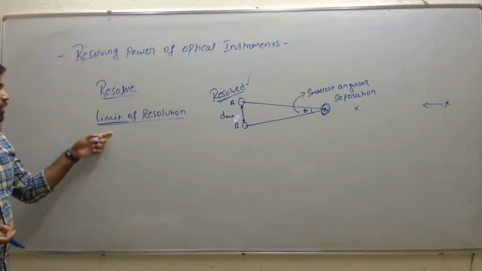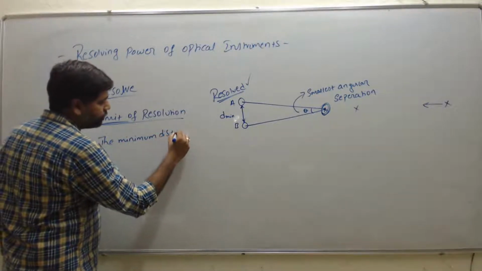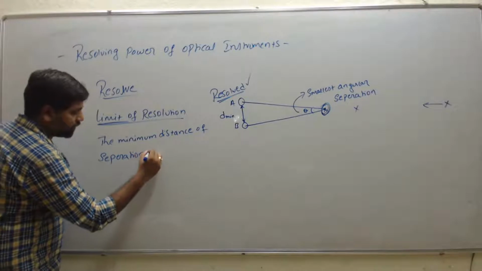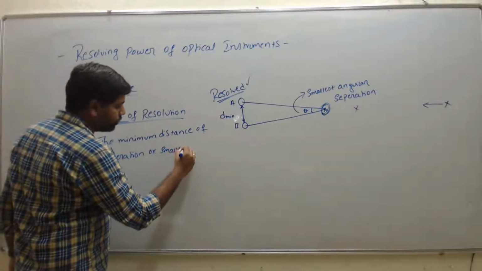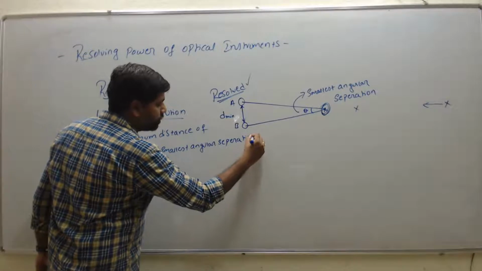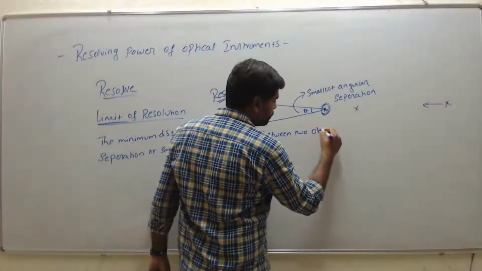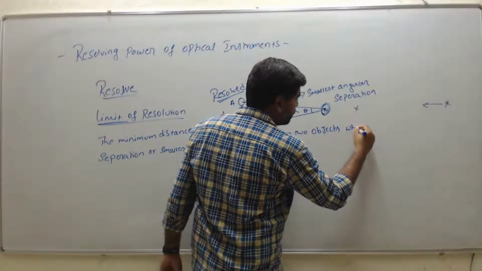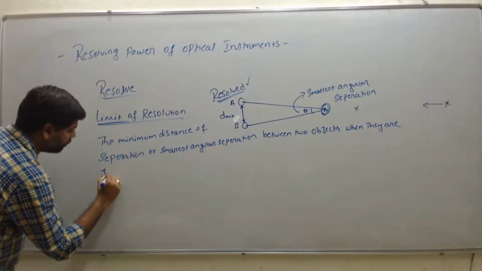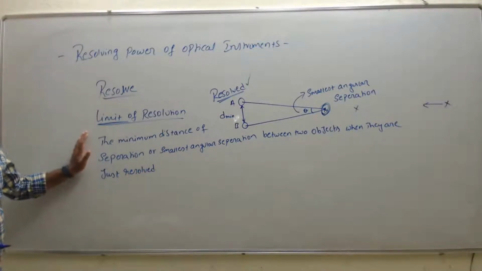So what is the limit of resolution? That is the minimum distance of separation, or the smallest angular separation between two point objects when they are just resolved. So this one we call the limit of resolution.